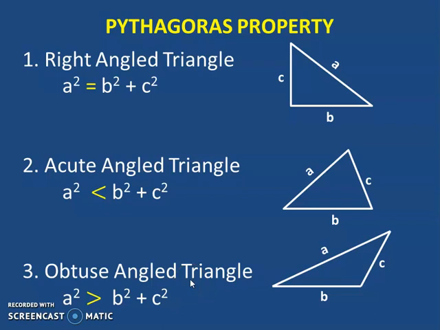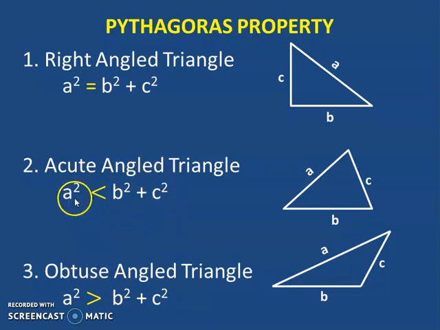So if no triangle figure has been given, only lengths, then you may find out by this formula whether it is an obtuse angle triangle, an acute angle triangle, or a right angle triangle. If the Pythagoras property holds, then it will be a right angle triangle. If the Pythagoras property does not hold, then it may be an acute angle triangle or an obtuse angle triangle.